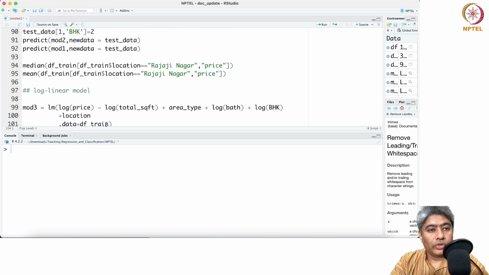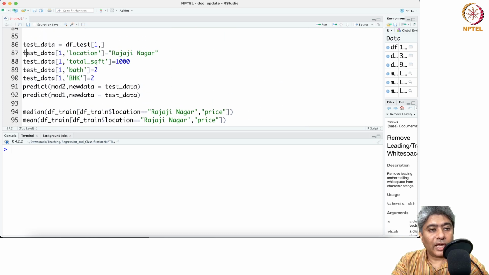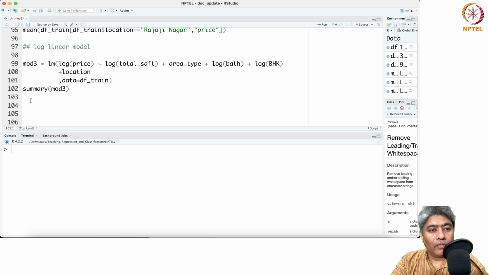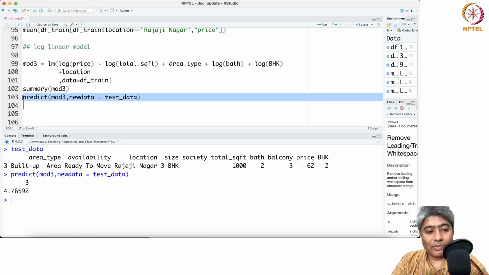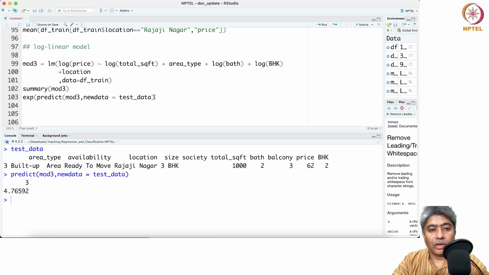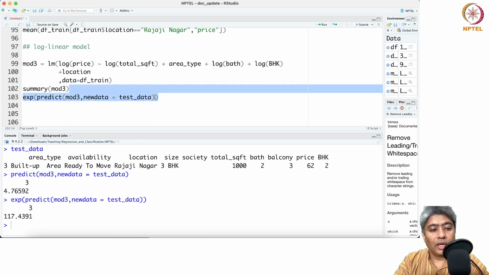So I will just use this model 3 to predict the same data set. The test data is still the same Rajaji Nagar with 1000 square feet, 2 bathrooms and 2 BHK, but now it will give me the price in log scale, so I have to put it in e to the power. Remember that I have to put it in e to the power.